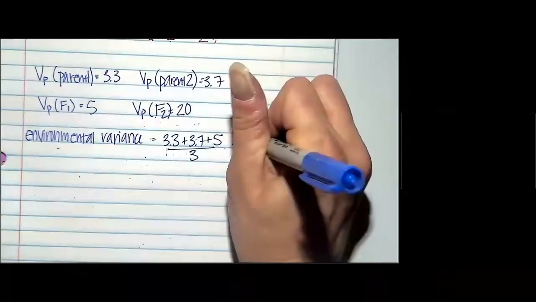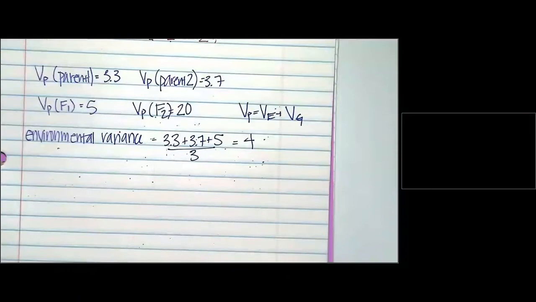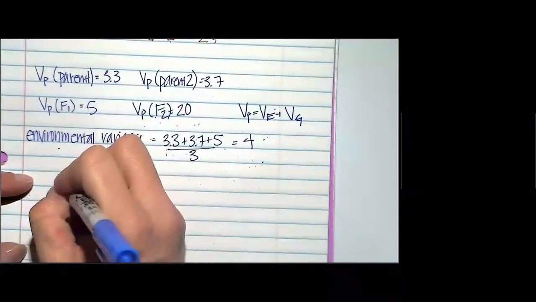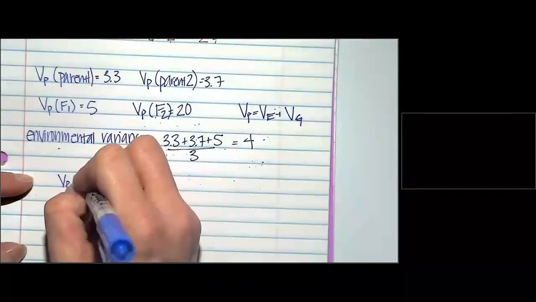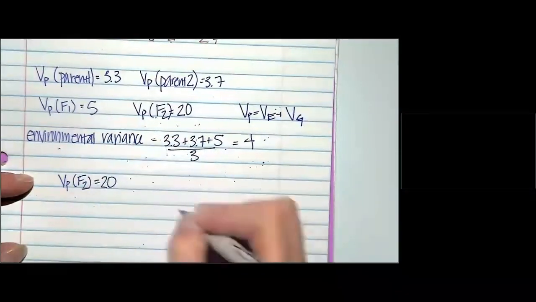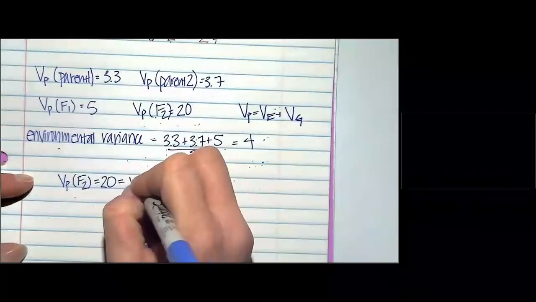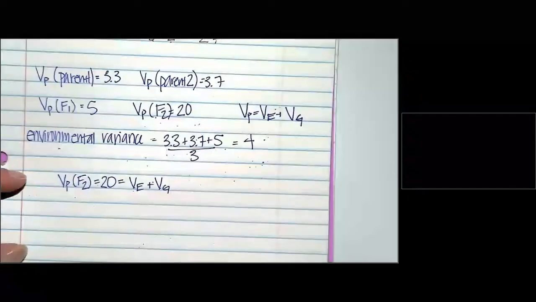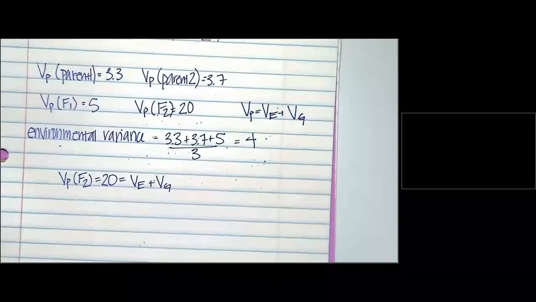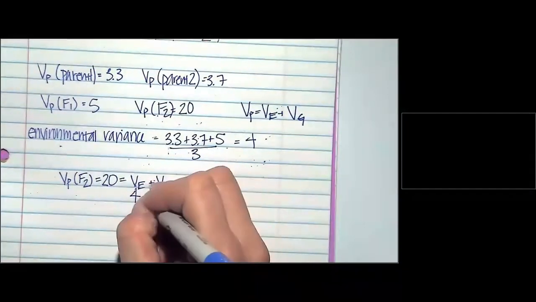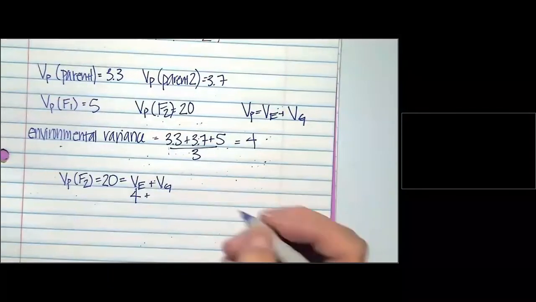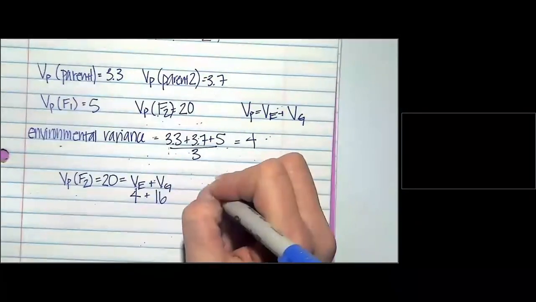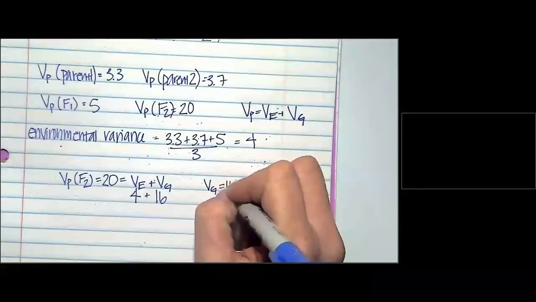4. Okay, so in our F2, the V sub P of the F2 is 20, and this is the V sub E plus the V sub G. And we just calculated the V sub E is 4, so what's our V sub G? 16. So V sub G equals 16.